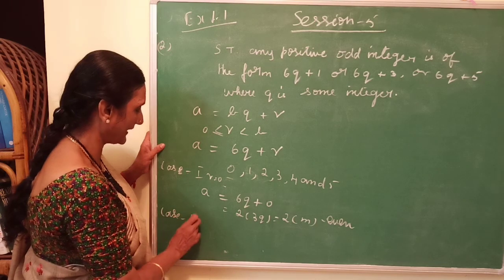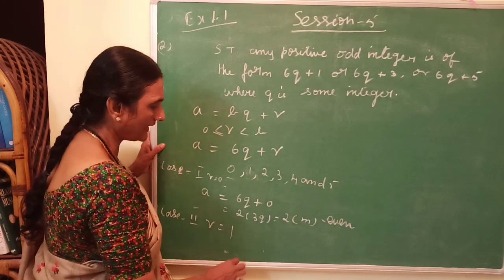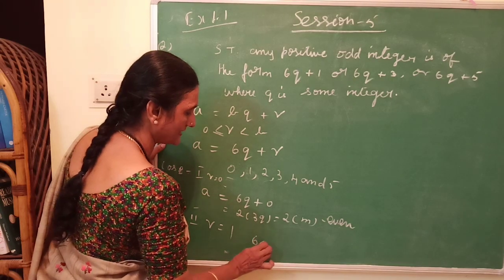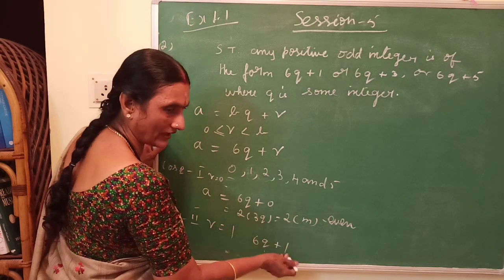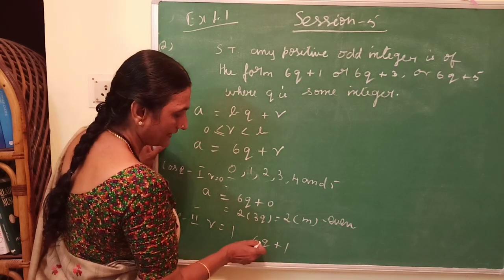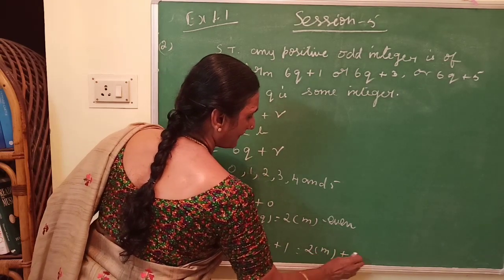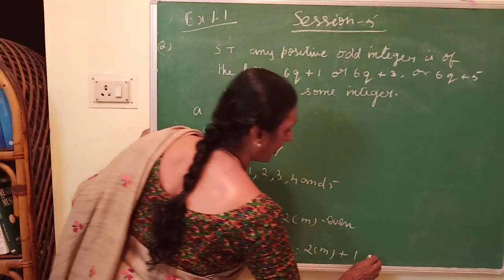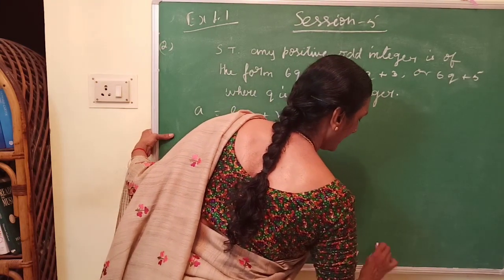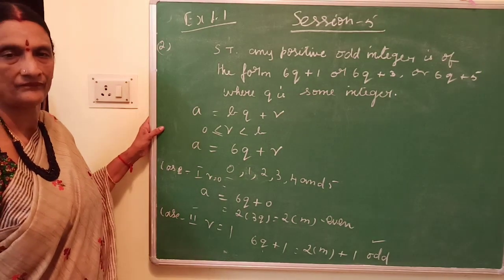Then we have to go for case 2. We will get r equal to 1. When r equal to 1, what happens? We get 6q plus 1. Obviously, 1 is the remainder, means this number is nothing but 2 times some number plus 1. 2 times some number plus 1 means it is an odd integer. So in order to indicate that you have got the correct answer, you can have a tick.